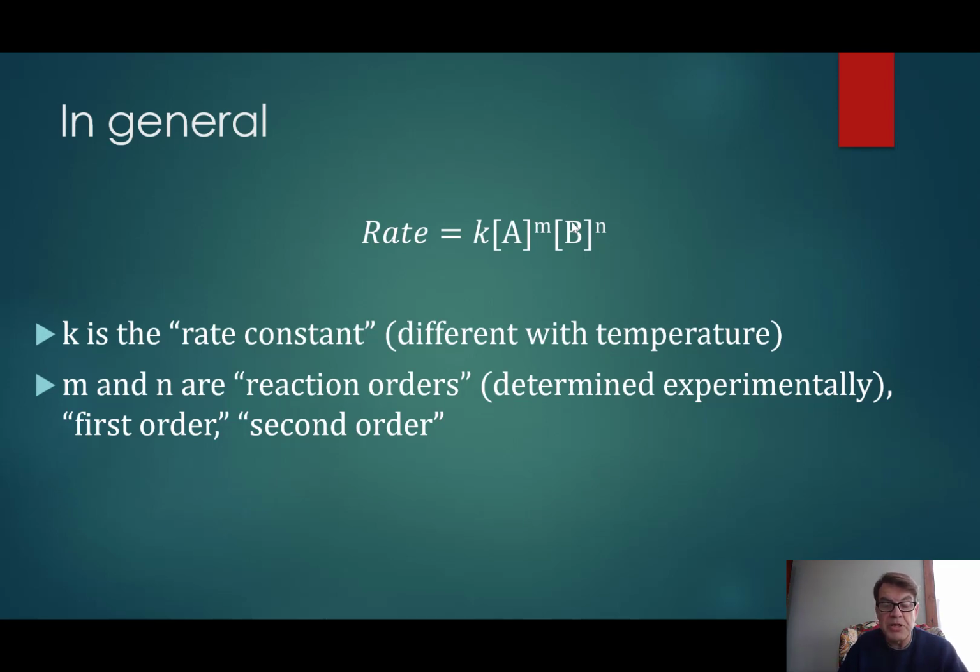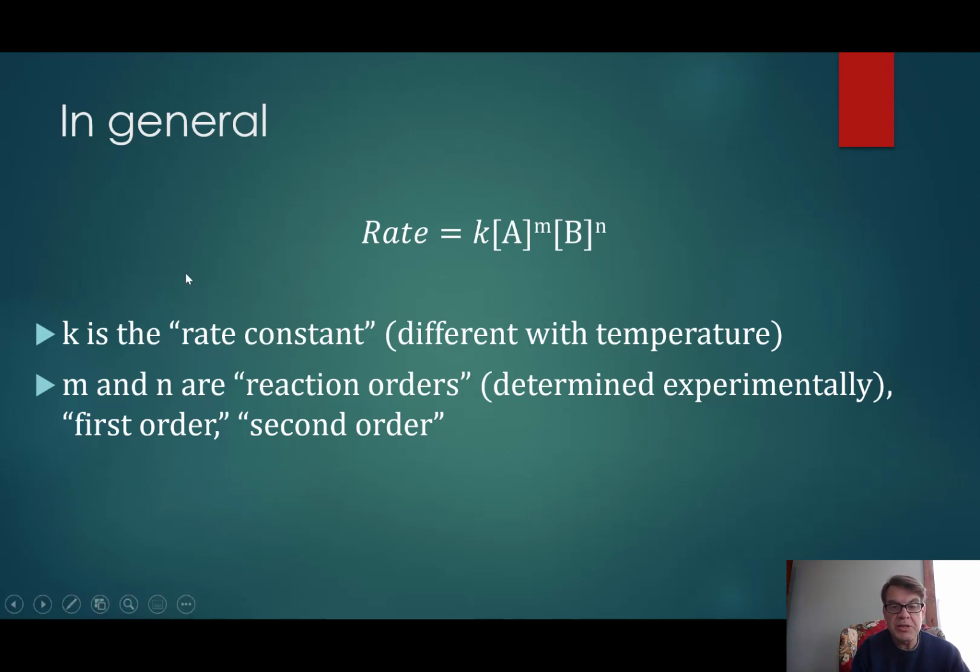A first order means it's proportional, that as one goes up, so the other goes up proportionally. And then second order means it goes up exponentially. So for every increase, it squares the rate. Or if it's cubed, if it's a third order, it cubes the rate. You can have fractional, like a half order, but that's more unusual.